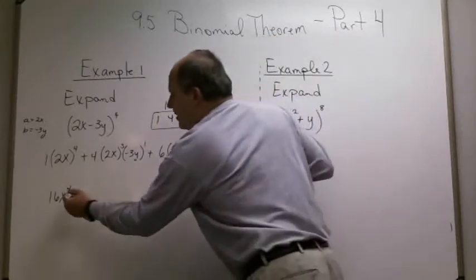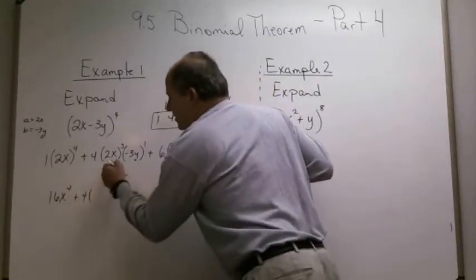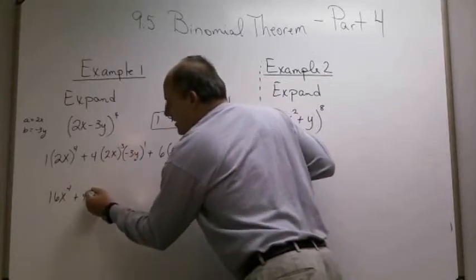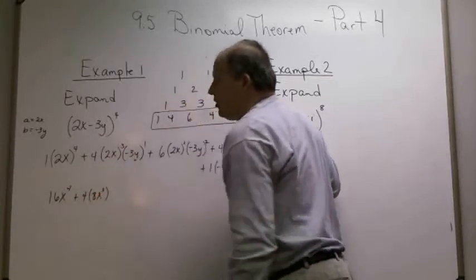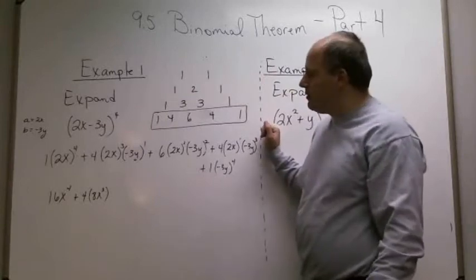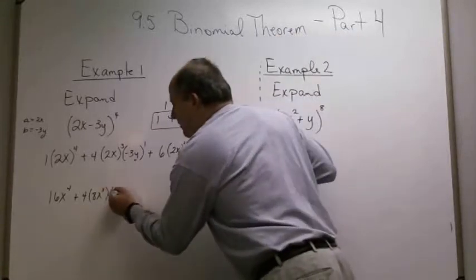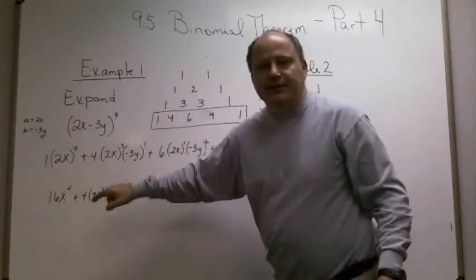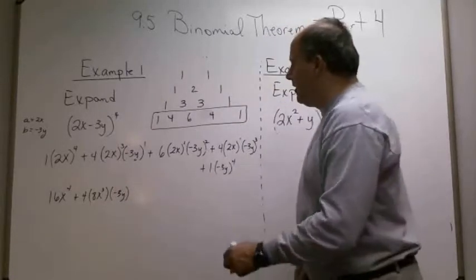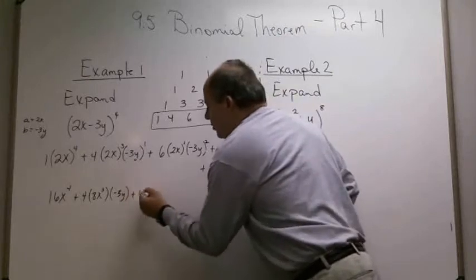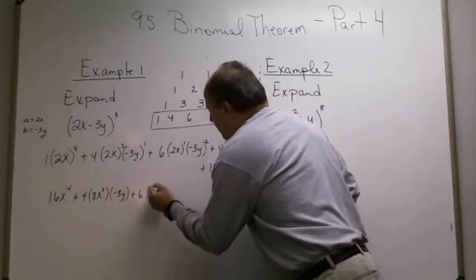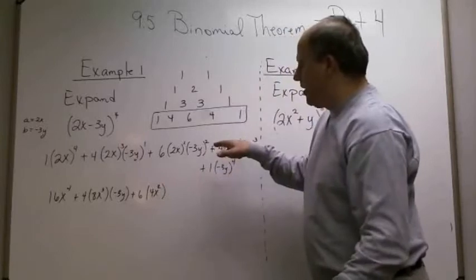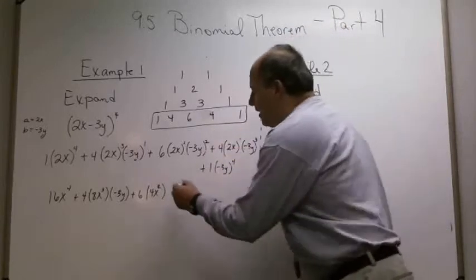And then plus 4 times 2x to the third, so it'll be 8x to the third, because not only do you have to cube the x, you have to cube the 2 as well, and then times the negative 3y. And your next step is going to just amount to multiplying these numbers out. So, and then the next one's going to be 6, and then 2x quantity squared is 4x squared, and then negative 3y squared, and it's quantity squared, so it's going to be 9y squared.